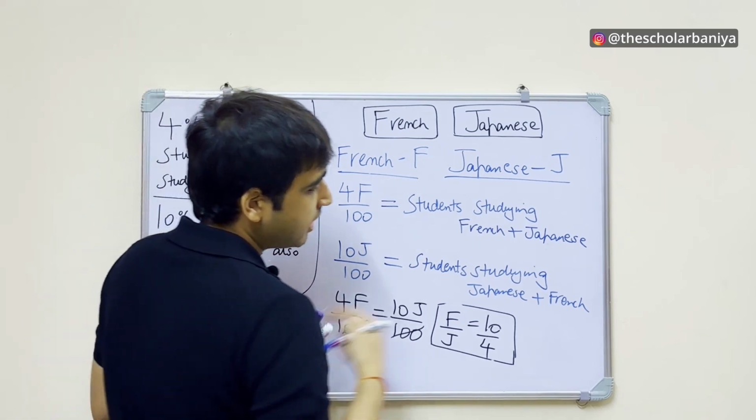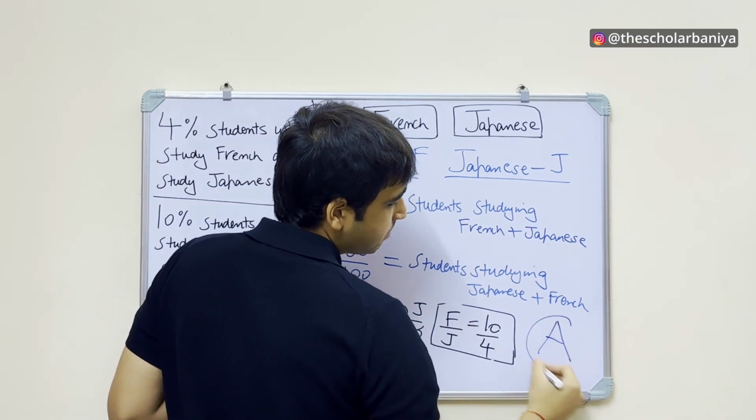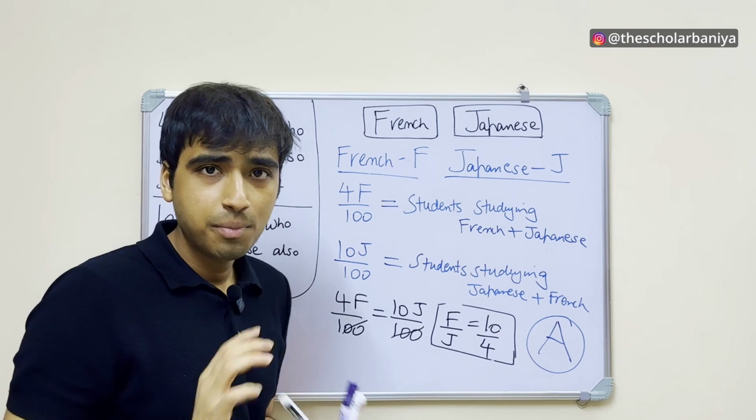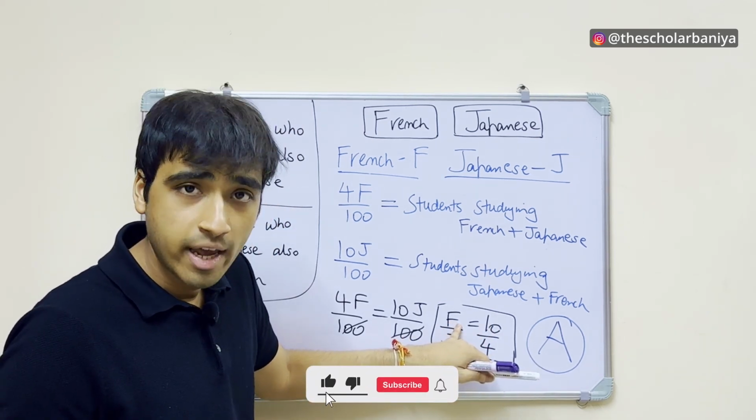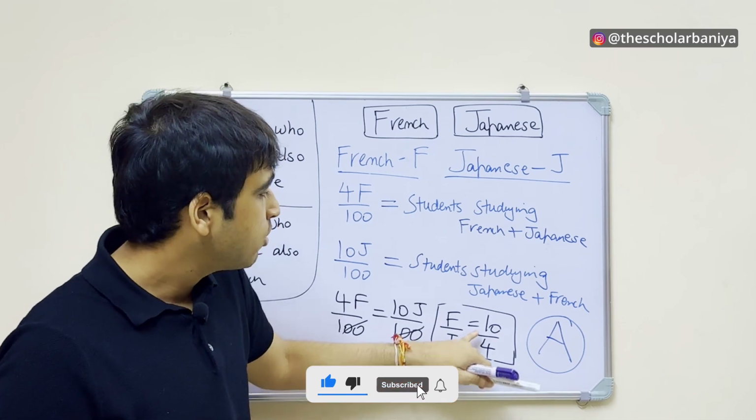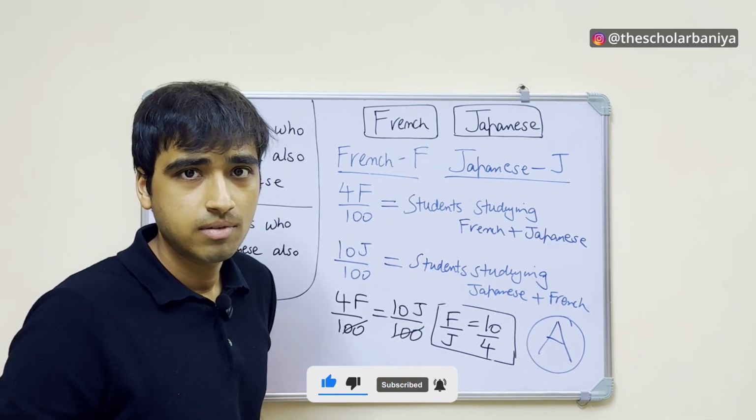So your answer becomes A. I hope this should be clear. F upon J is 10 upon 4. This means the value of F is greater than the value of J. So that means A is the answer. I hope this is clear.